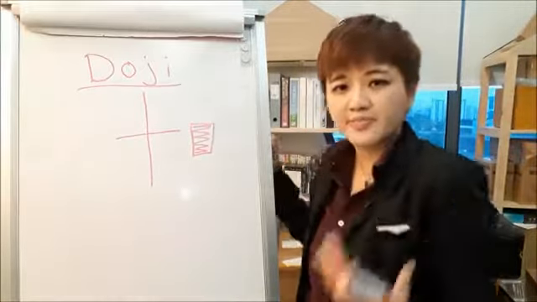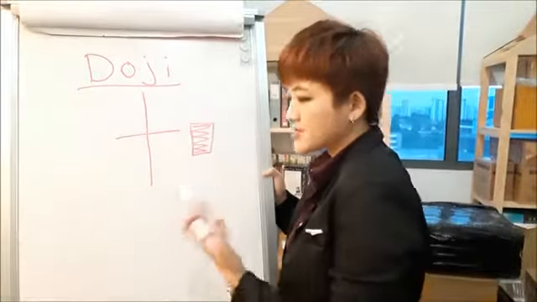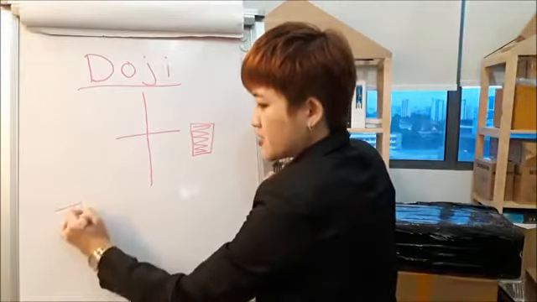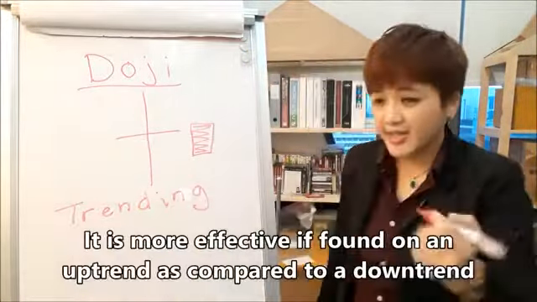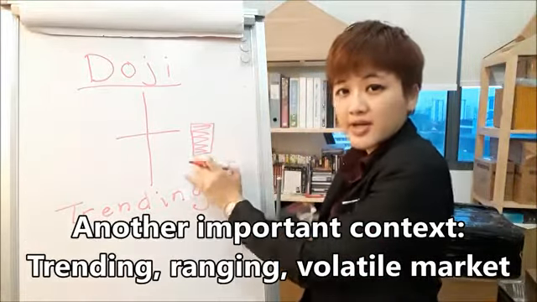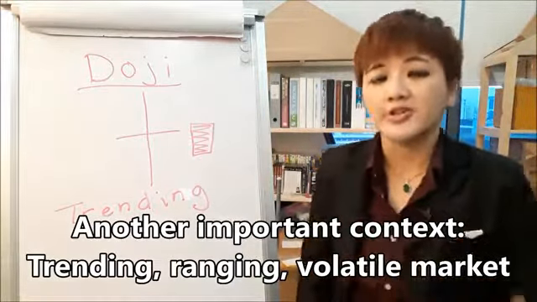So there are a couple of principles you need to know when it comes to doji. The first is that it is useful when you see it in a trending market, and it is more effective on an uptrend as compared to a downtrend. If you see this in a ranging or very volatile random market, where you cannot see a clear direction, it doesn't mean anything. It's just a false signal. Remember what I said, context is very important. One of the contexts is, does this appear in a trending market, ranging market, or random volatile market?